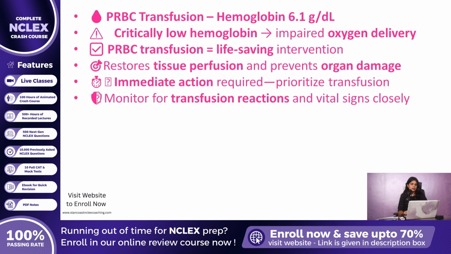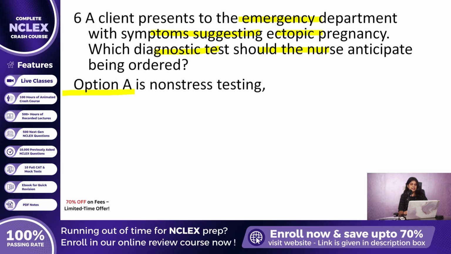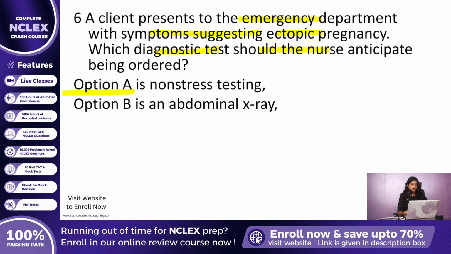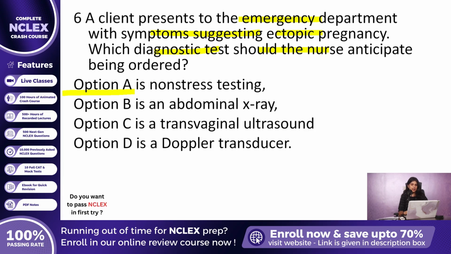Now let us examine question 6, which highlights diagnostic reasoning in obstetrics. A client presents to the emergency department with symptoms suggesting ectopic pregnancy. Which diagnostic test should the nurse anticipate being ordered? Option A is non-stress testing. Option B is an abdominal X-ray. Option C is a transvaginal ultrasound. And option D is a Doppler transducer.